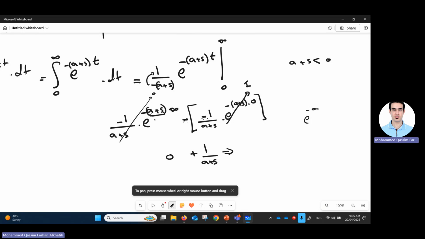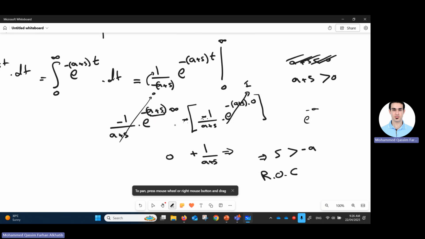You see this point here? So to ensure this function gets a value, a plus s should be positive. So in this case, s should be larger than negative a. And this is what we call the region of convergence. Region of convergence means that it is the values of s that make the function exist, that it will converge to a decent value. Otherwise, the function will blow up, it will go to infinity.